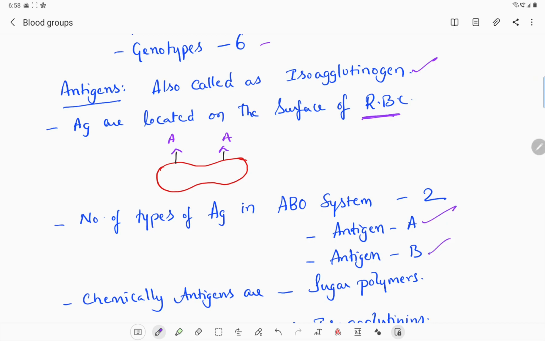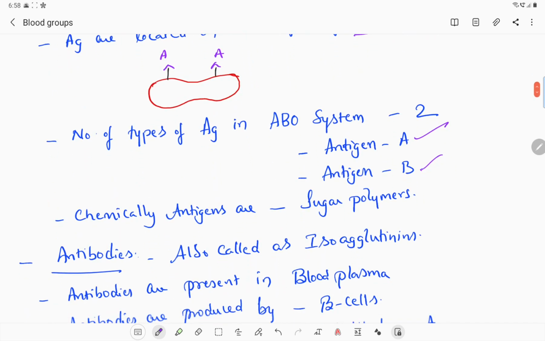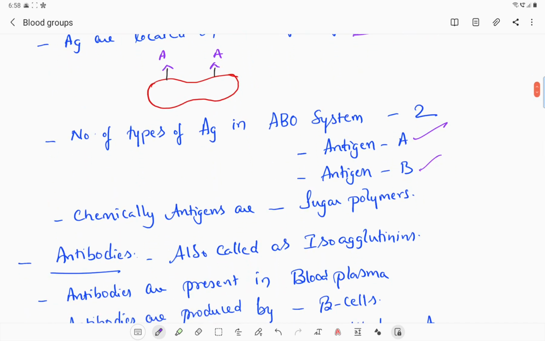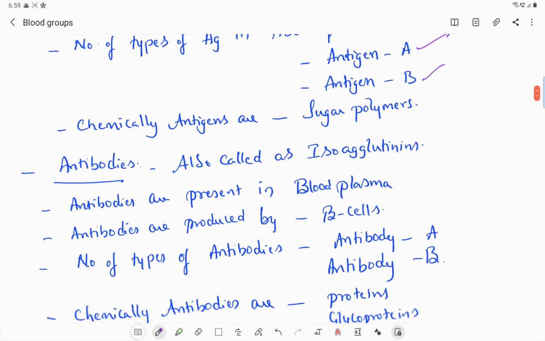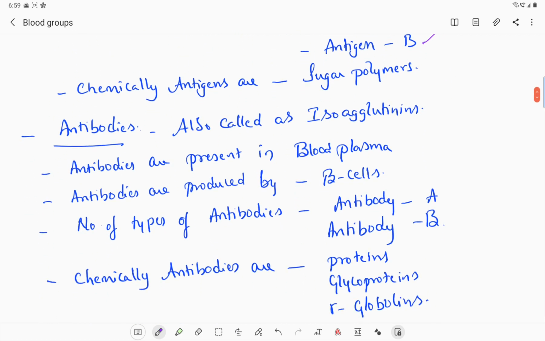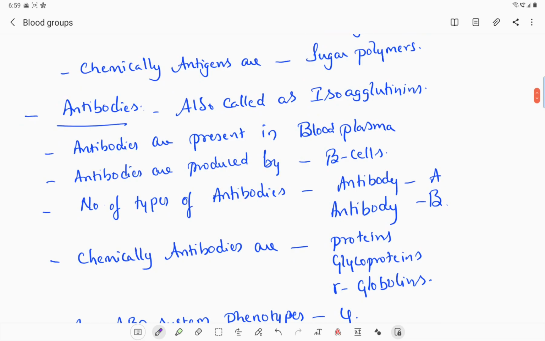So what is the chemical nature of antigens? Chemically, antigens are sugar polymers. Okay, where are these sugar polymers attached? These sugar polymers are attached to the lipid molecules. Next one is antibodies. Antibodies are also called isoagglutinins. Where are these antibodies present? Antibodies are present in blood plasma.